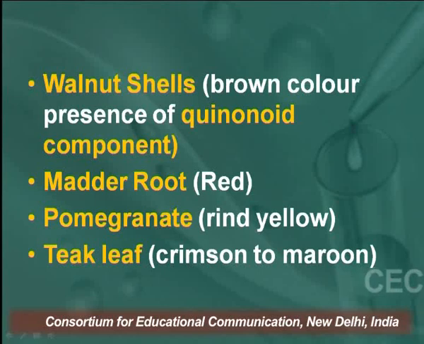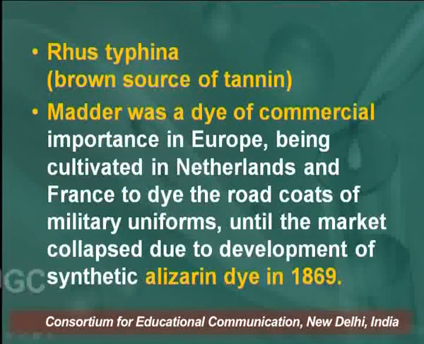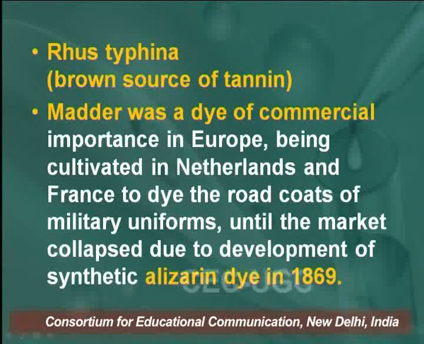Pomegranate, that is anar, gives the rind yellow dye. Similarly, from teak leaf we can get crimson to maroon color dyes. Another important plant which is a source of tannin is Rhus typhina, and it gives brown color dyes. Tannin is a compound present in the leaves of Rhus typhina, and it gives the brown color dye.